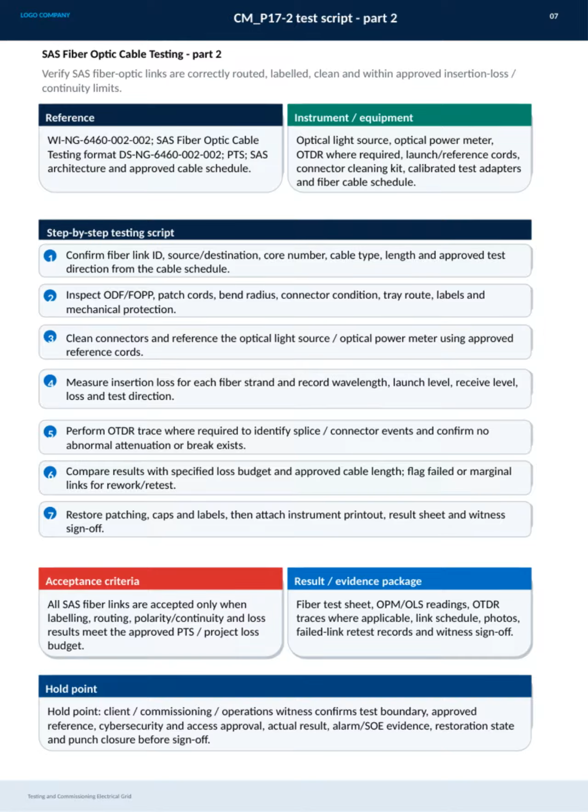Acceptance requires that all labeling, routing, polarity, continuity, and loss results meet the project's approved specifications. For documentation, we compile comprehensive test sheets, OPM/OLS readings, OTDR traces if used, link schedules, photos, and records of any retests with sign-off for evidence. Before closing, a critical hold point ensures the client, commissioning team, or operations witness verifies test boundaries, references, cybersecurity, access, and final results, including alarms and restoration status, providing official approval before sign-off. This structured approach assures quality and reliability in the fiber-optic network testing process.